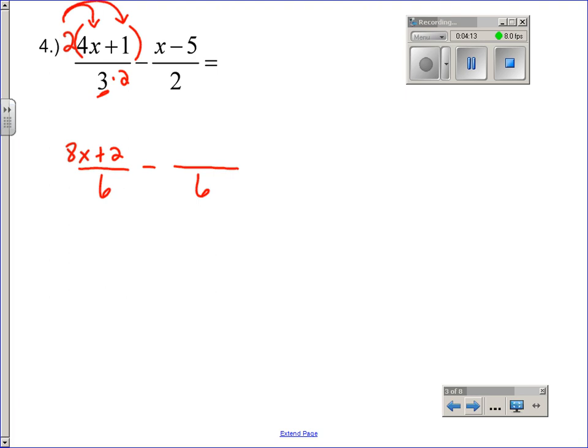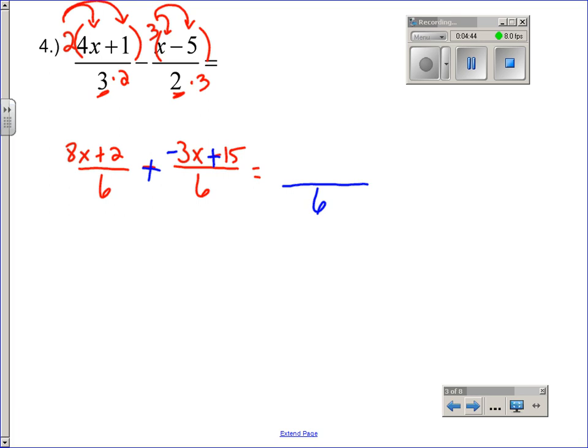So now let's do the other side. 2 times what gives me 6? 3. So we're going to multiply the whole top by 3. So 3 times x and 3 times negative 5. Now we have a least common denominator, which is 6. Now we have a subtraction again. So subtraction changes to addition, and then we have to change all the signs after it.